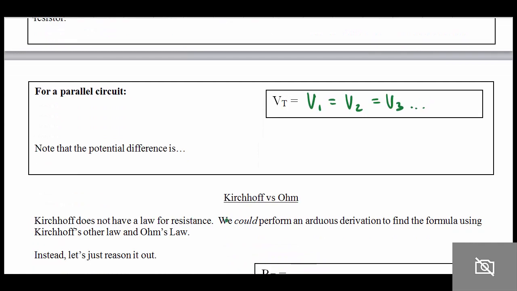Okay, so note the potential difference is the same across each load in parallel.